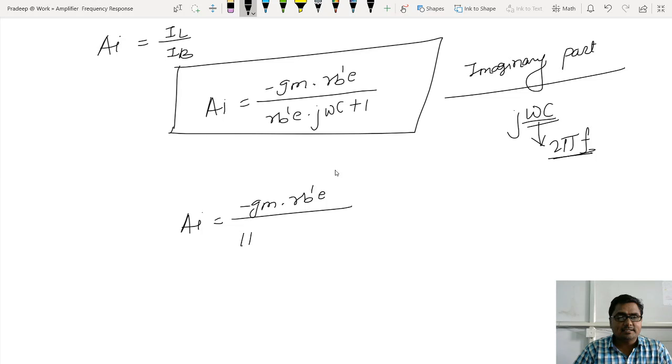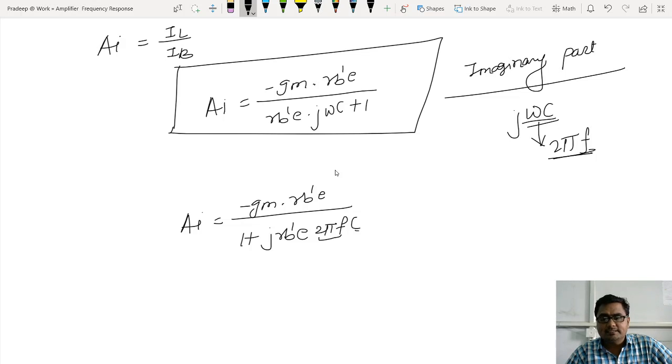1 plus, it is 1 plus J R B dash E omega, that is 2 pi f, and a capacitor C will be as it is. See what I am left with? J is there, R B dash E is there. Then omega is equal to 2 pi f. Yes, I am keeping omega equal to 2 pi f. Then C it is, yes, C is this, plus 1 plus, everything is there in my equation of AI. Right?